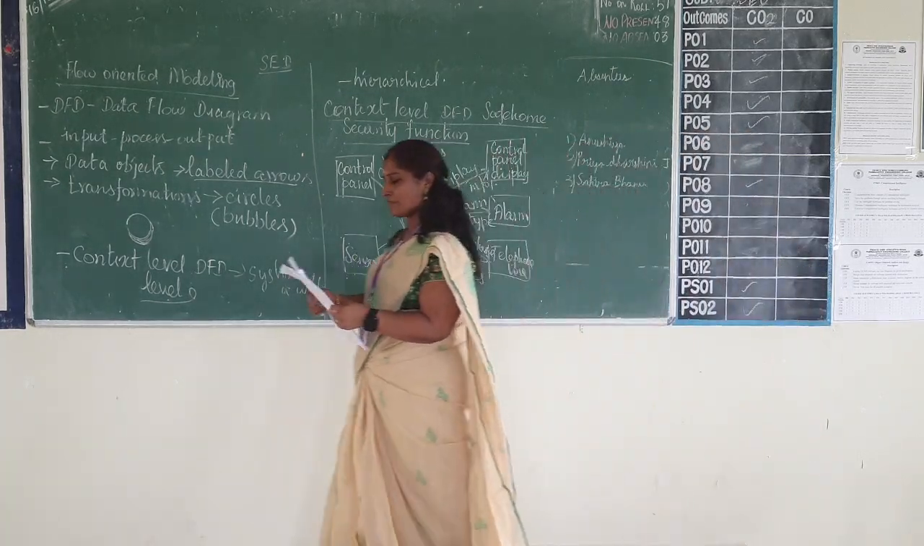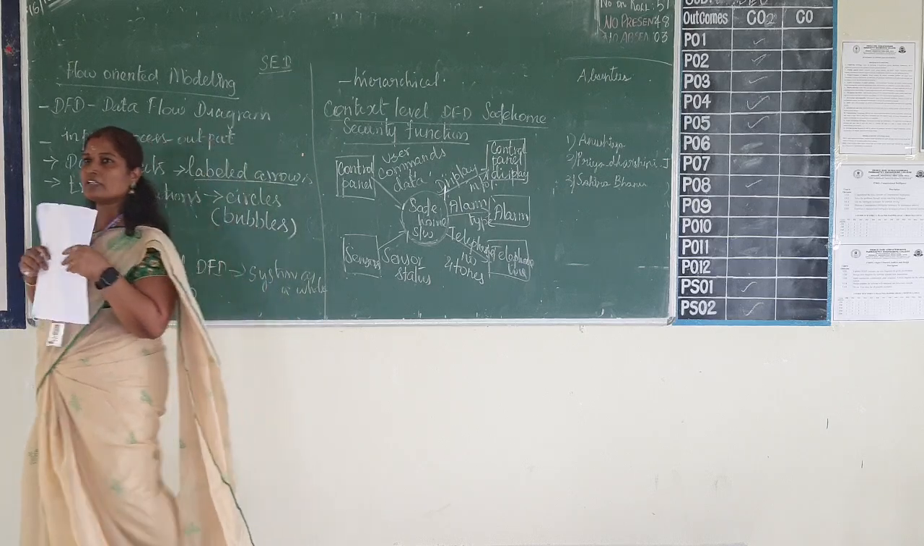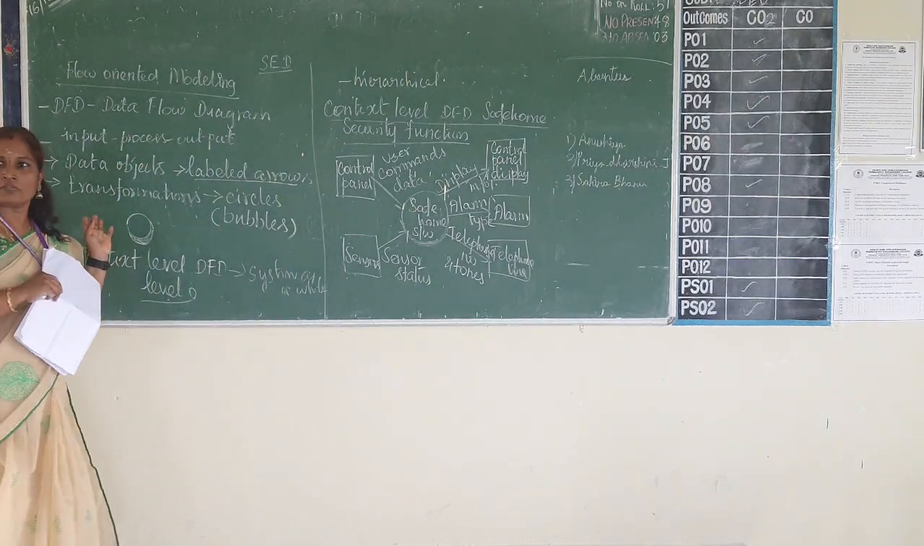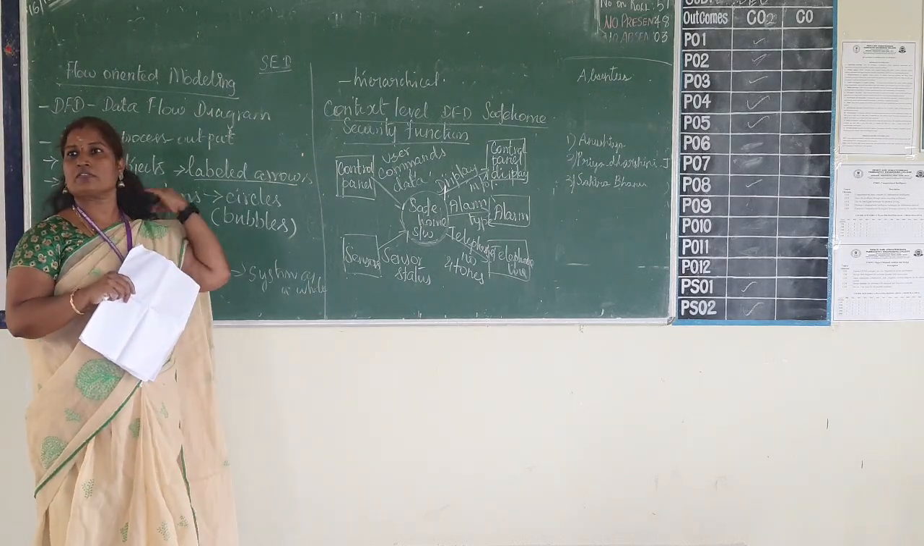Draw the diagram. Completed. Dhanush, you have completed drawing this. You are able to see the board. Gautam, you are able to see.